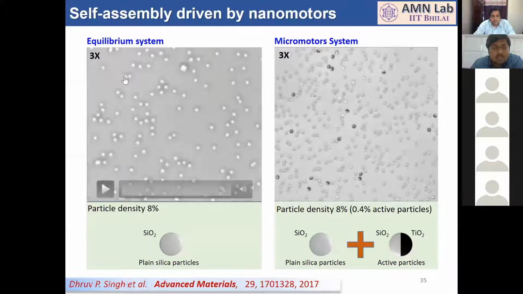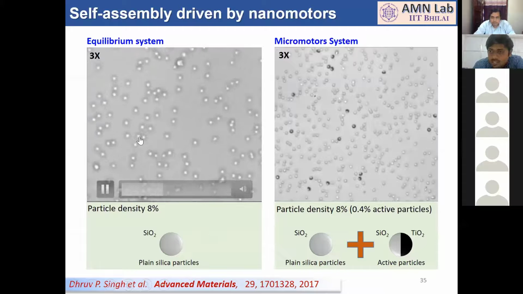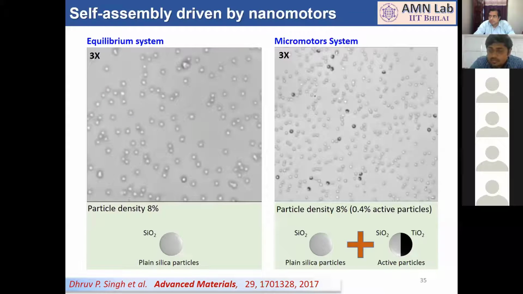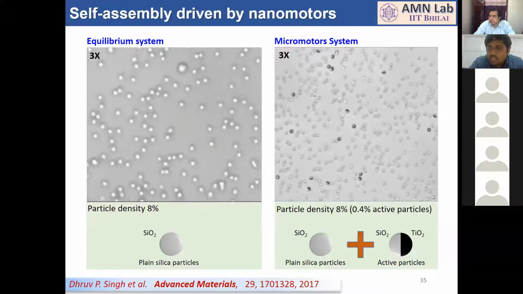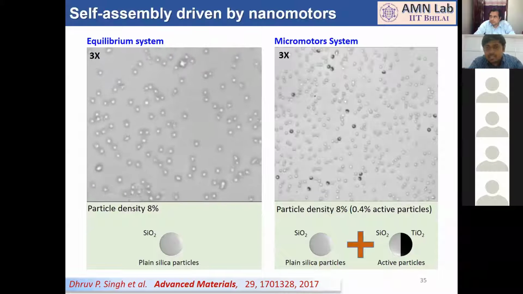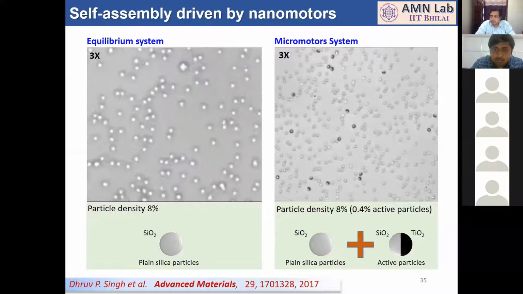So here I have some passive particles in this system. These all are passive, meaning the normal silica colloids or silica particles. So this is the equilibrium system, and these particles are doing their characteristic Brownian motion. And at this given particle density, as I told you, you always need a critical particle density. So at this particle density, they can never form any cluster or assembly in this system.